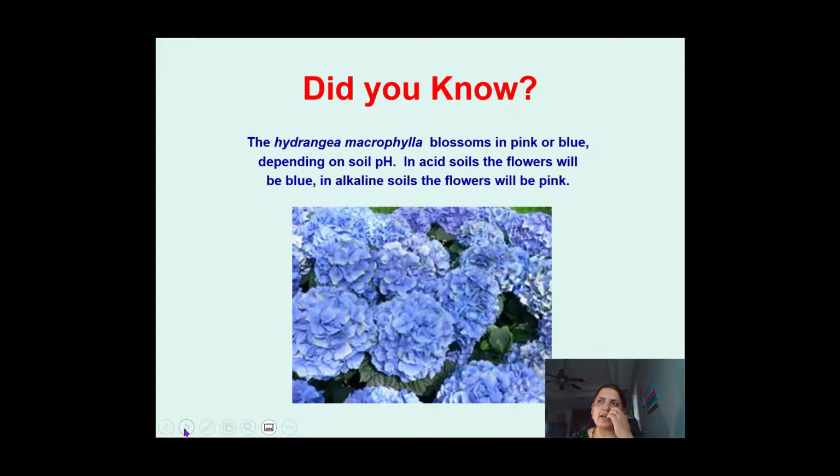Did you know that pH is very important for gardening? One of the examples is these flowers, which have different colors when grown in different soil pH. If it is acidic soil, you'll get blue flowers. If it is alkaline or basic soil, it will be pink flowers.